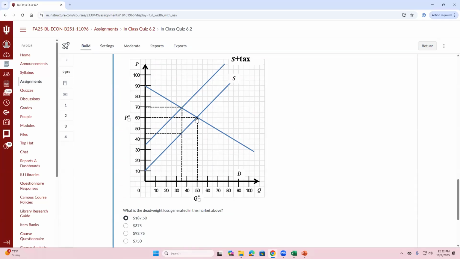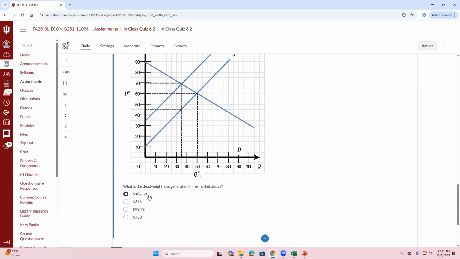So that triangle, the height we said was always going to be the value of the tax, so 25. The base is always going to be how much quantity was reduced by, so 15. 25 times 15 times a half should give us that 187.50.